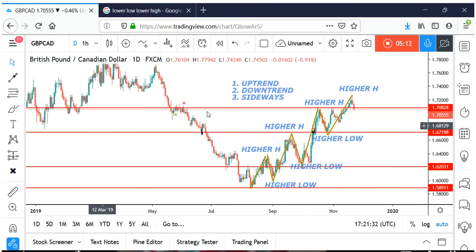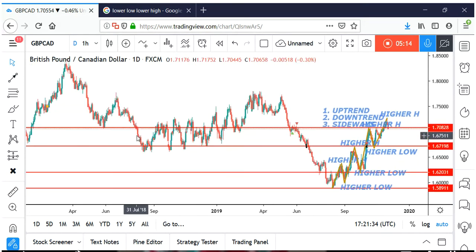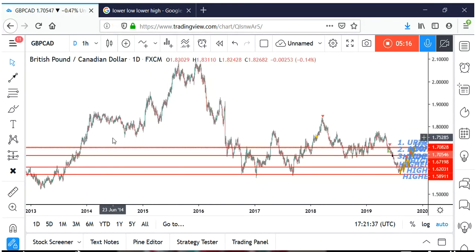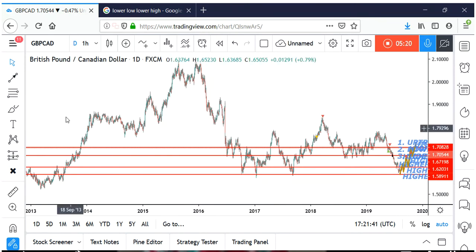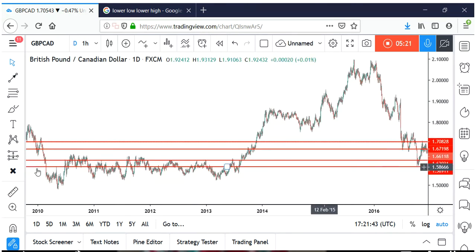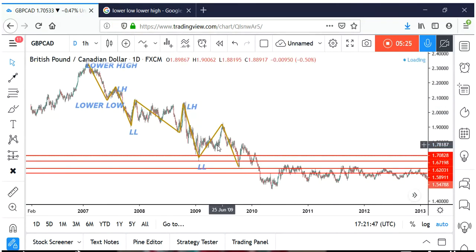So the second one is downtrend, and I'll show you what a downtrend looks like. A downtrend is when the market is doing the opposite of the uptrend. I think I drew something here before. Yeah, that's it. So this is a downtrend. If you can see, the market is going down. Yeah, it's on this slope. You can see that. So opposite of the higher high is lower high, and then the lower low.